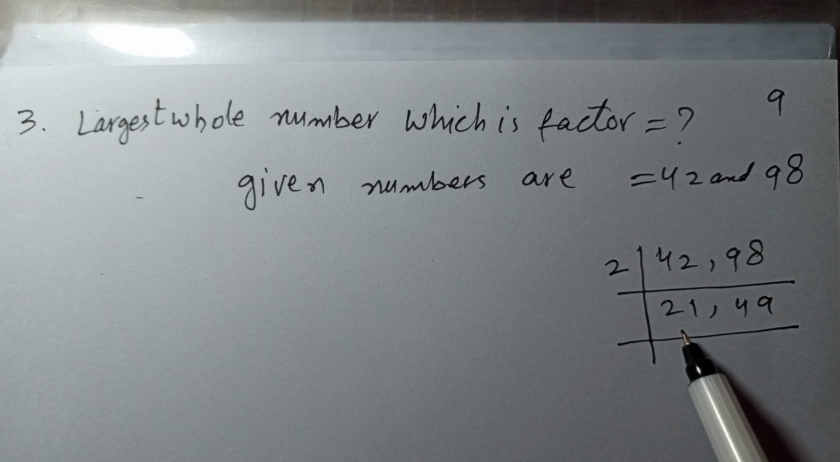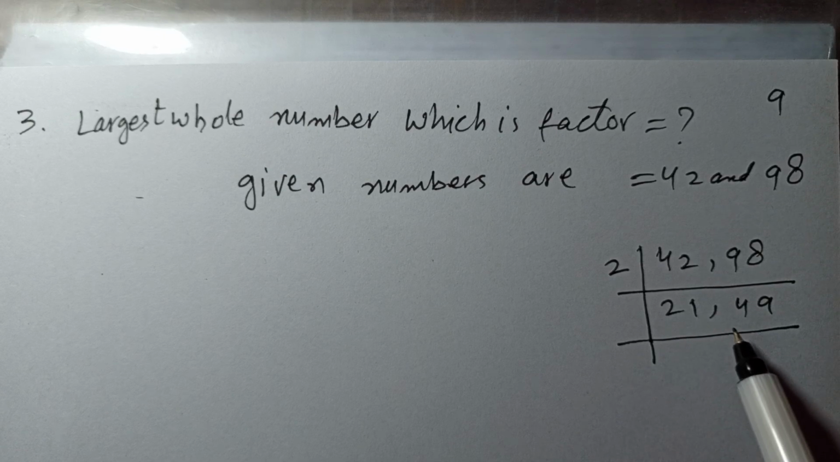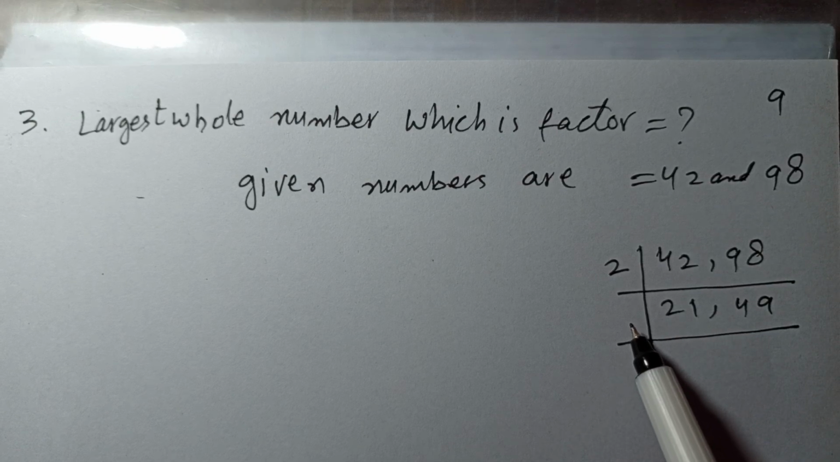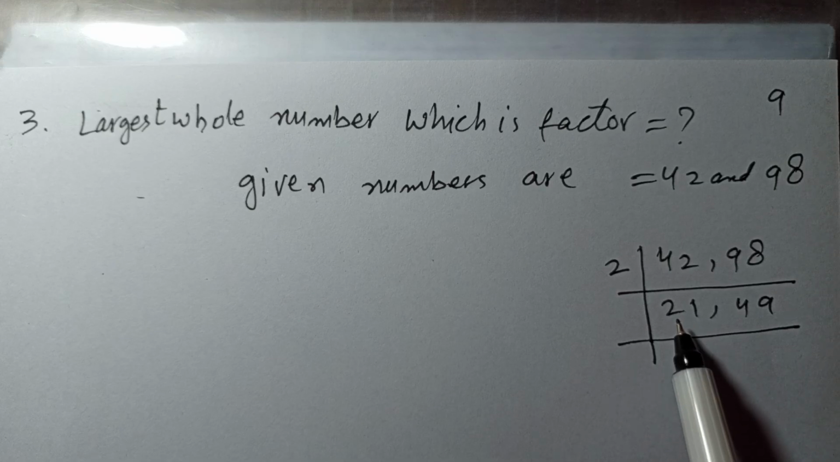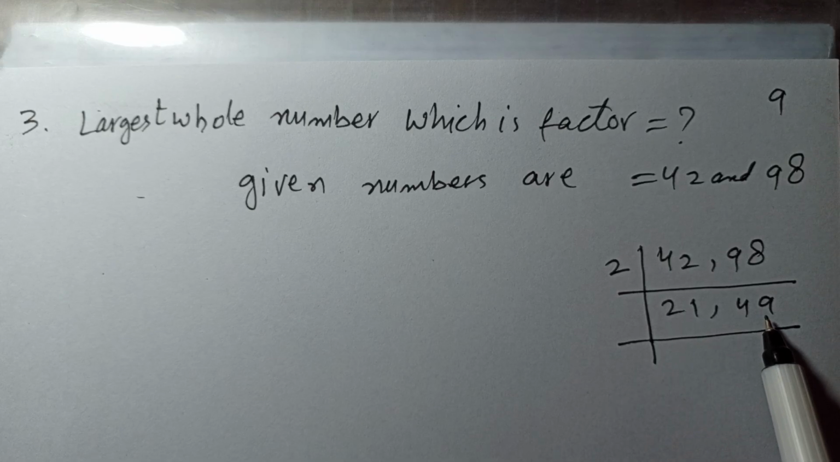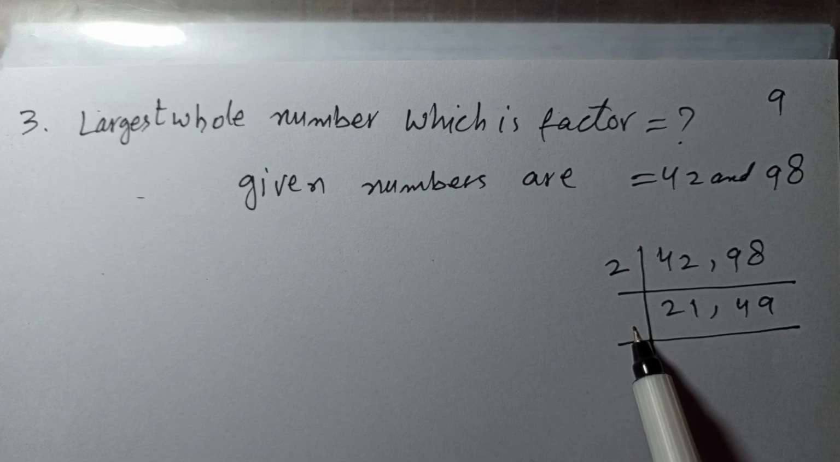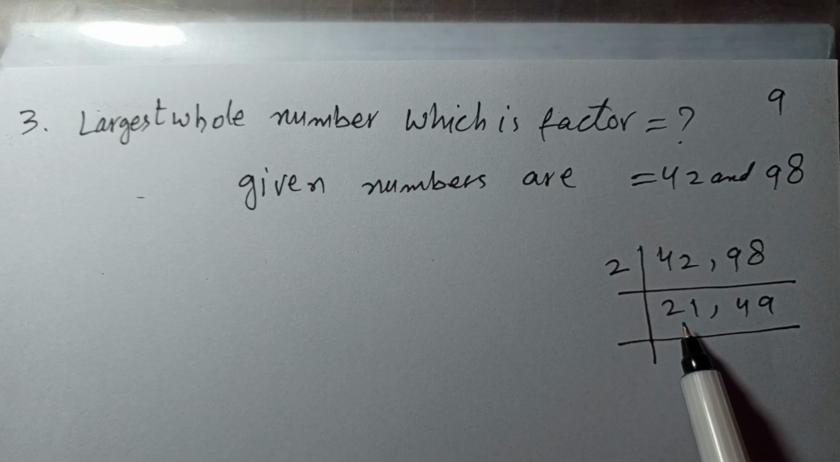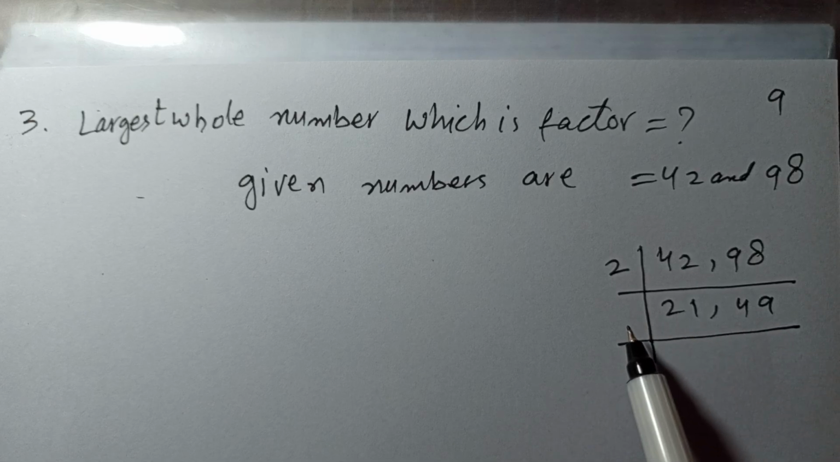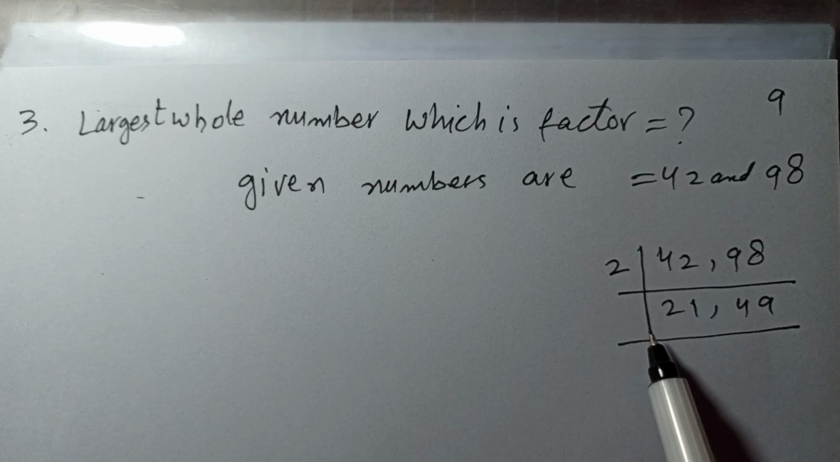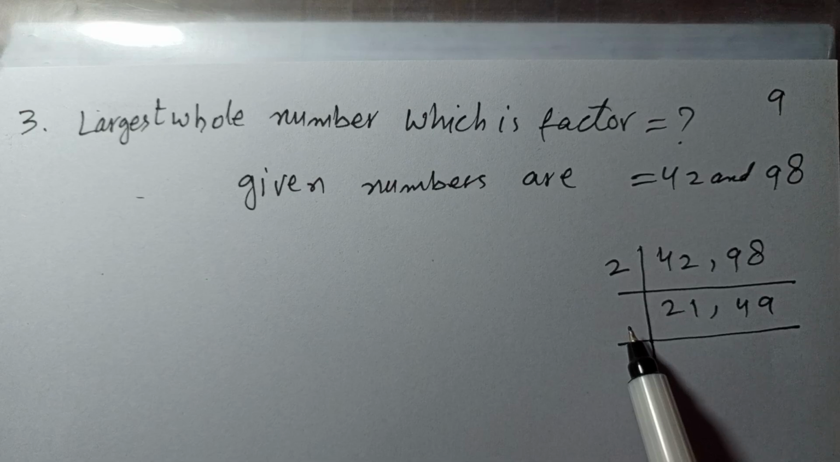If you choose 2, it is not possible to divide these exactly. If you choose 3, then 3 can only divide 21. It can't divide 49. So you can't choose 3. Then we will not choose 4, and 5 can't divide any of these. Then we will not choose 6 because 6 is not a prime number. And we can choose 7.